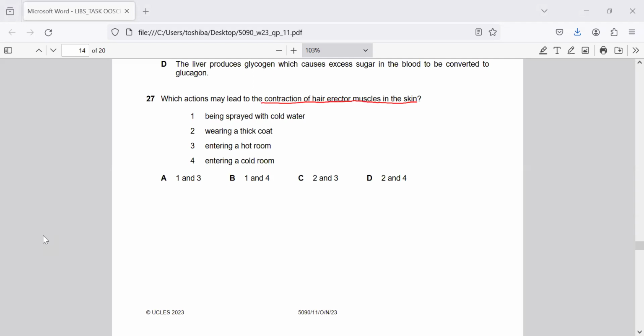Okay. So hair erector muscle contracts when being sprayed with cold water and when entering a cold room. So option B is correct.